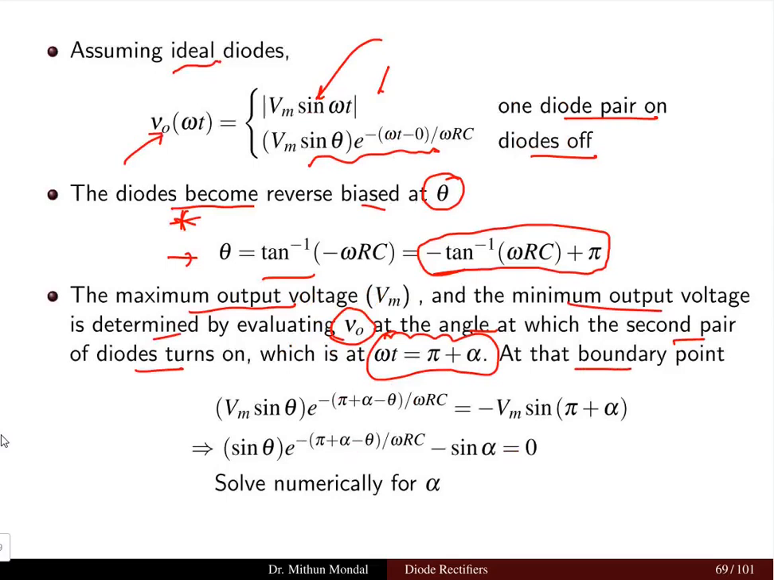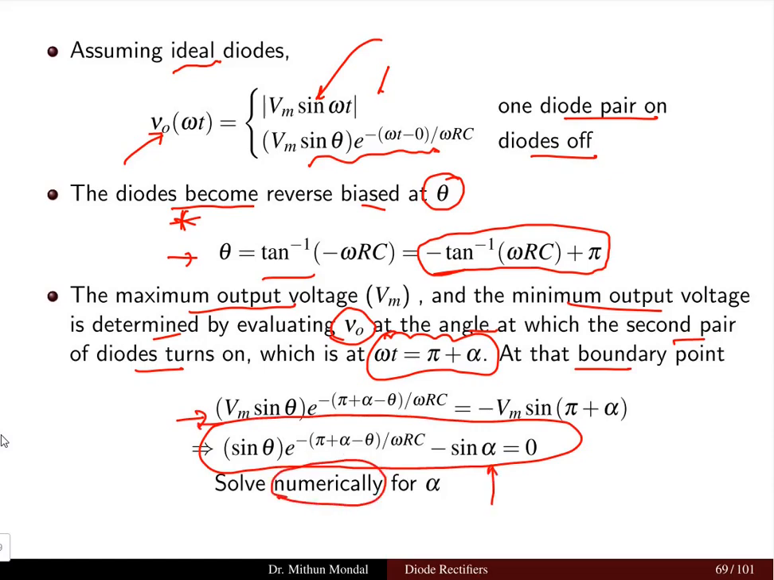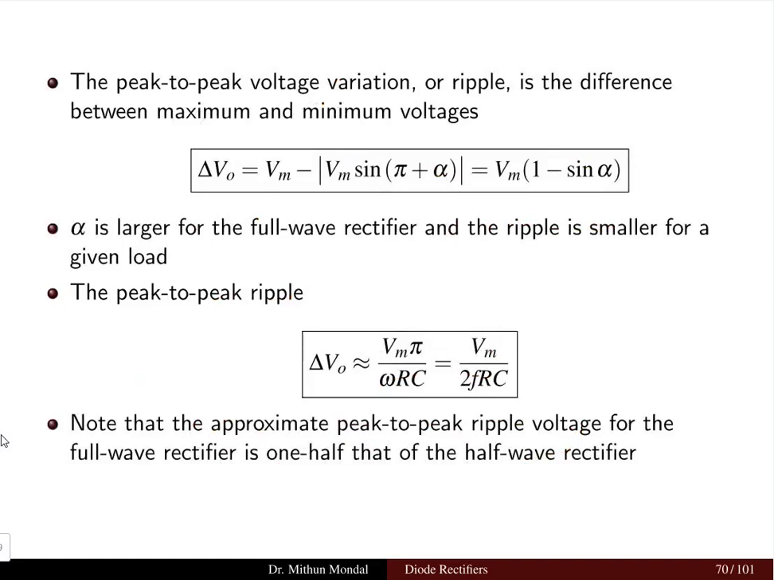So at that boundary we can equate the expressions, and then we can find one expression in alpha, and you have to solve it numerically, because you cannot find an exact solution. You can find the solution using a numerical method, at what alpha the diode will again be on. So the ripple delta V naught, which is basically the peak to peak voltage variation, is the difference between the maximum and the minimum voltage. The maximum voltage is Vm and the minimum voltage is Vm sin of pi plus alpha. This will give Vm times 1 minus sine of alpha.